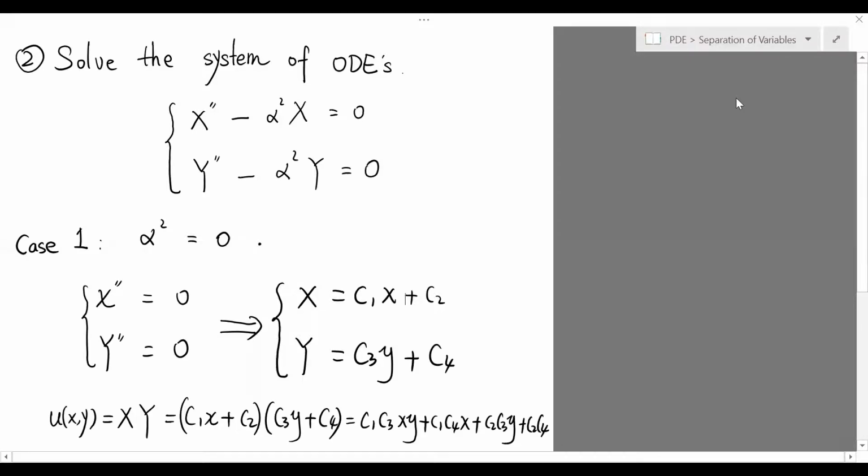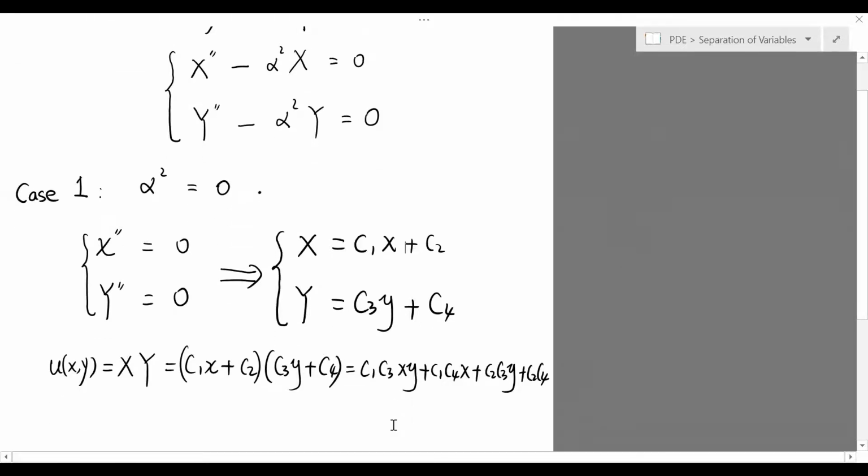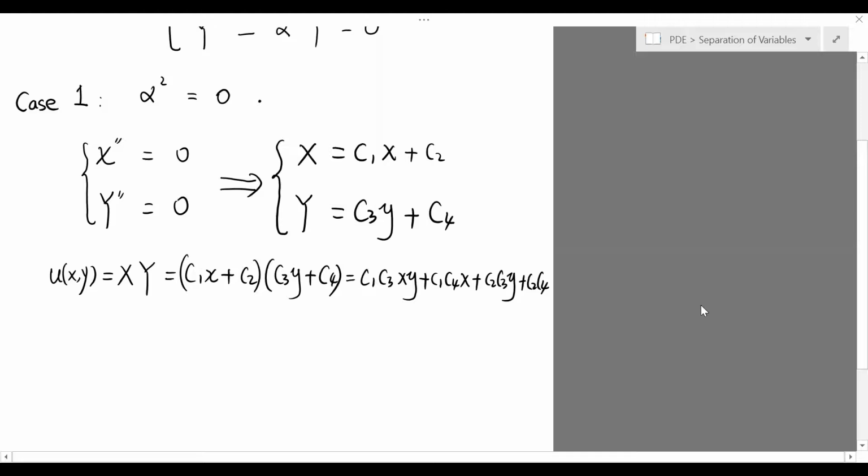Consequently, the final solution in this case is just a polynomial in X and Y. Since the arbitrary constants could be combined together, we could slightly simplify the expression of this solution as just capital A times xy plus capital B times x plus capital C times y plus capital D.